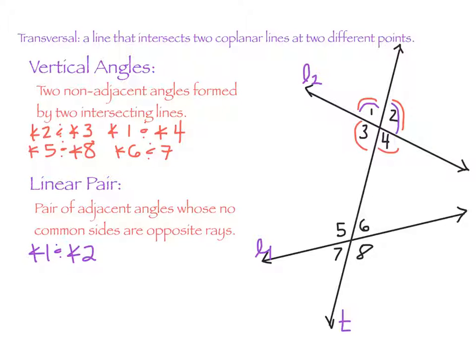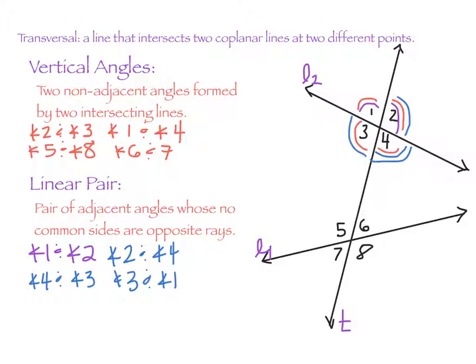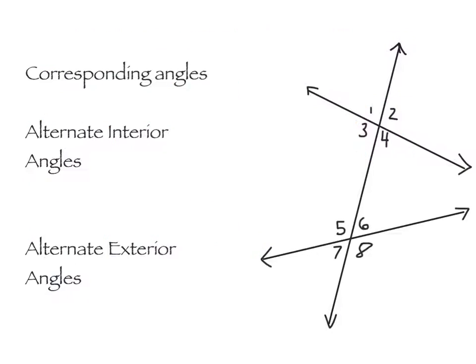But then wouldn't we also have a linear pair at angle 2 and 4? Well, following that, I'd have one at angle 4 and angle 3. And lastly, at angle 3 and angle 1. Then I have 4 more sets down here. So I have angle 5 and 6, I have angle 6 and 8, I have angle 8 and 7, and I have angle 7 and 5, all linear pairs.